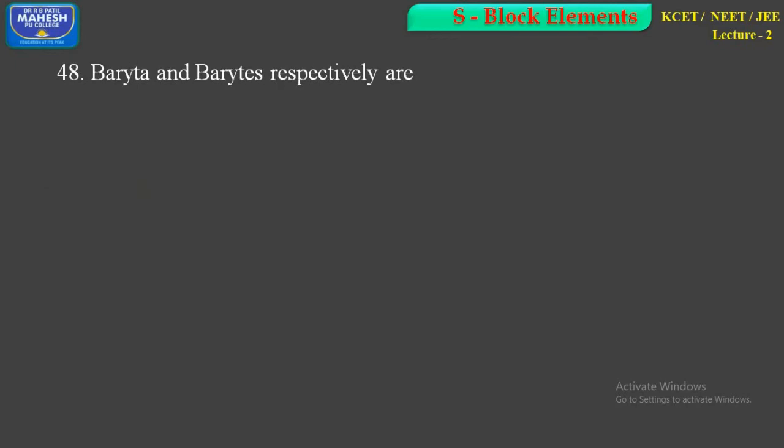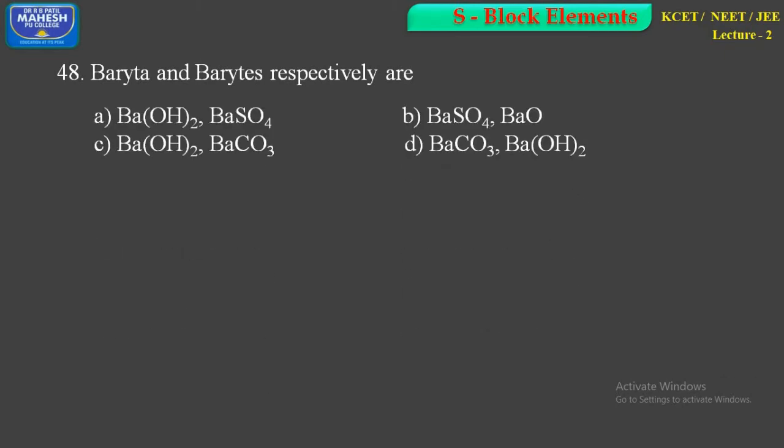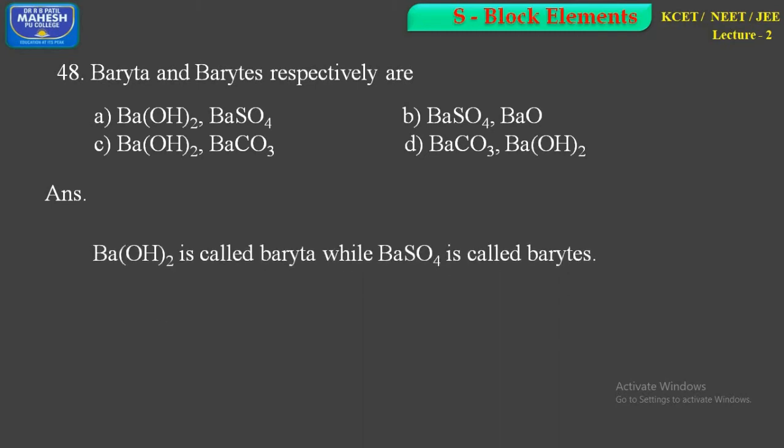Question 48. Baryta and barytes respectively are: option A, barium hydroxide, barium sulfate. Option B, barium sulfate, barium oxide. Option C, barium hydroxide, barium carbonate. And option D, barium carbonate and barium hydroxide. Students, barium hydroxide is also called baryta, while barium sulfate is also called barytes. Thus, option A is the right answer.